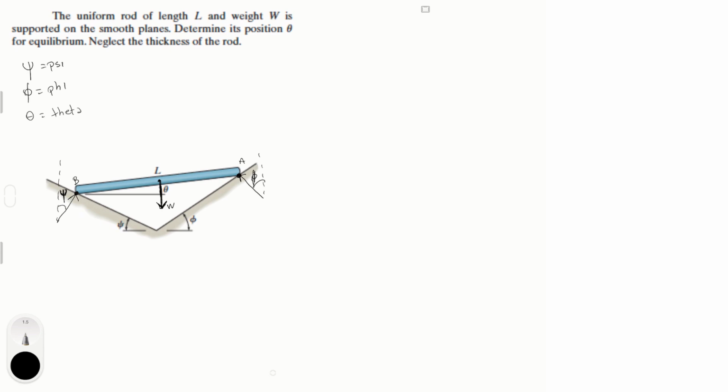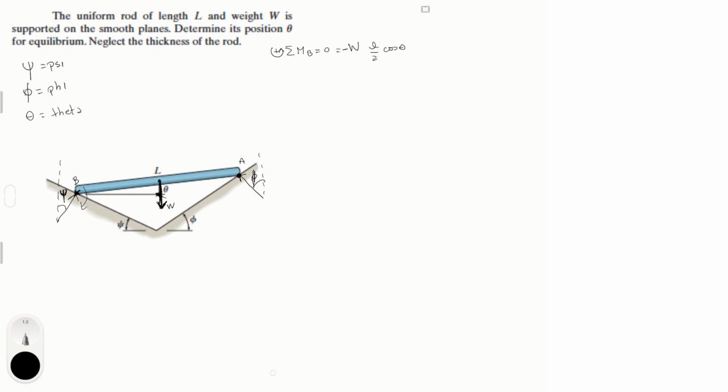Now I'm going to start by doing the sum of the moments about B. So counterclockwise is positive, sum of the moments at B is equal to 0, and it is equal to, first from B we have the moment created by the weight. The weight is going straight down, right? So the weight is trying to turn the whole thing clockwise, so it's negative. And the distance from here, going straight down, from here to B is equal to L over 2 cosine of theta.